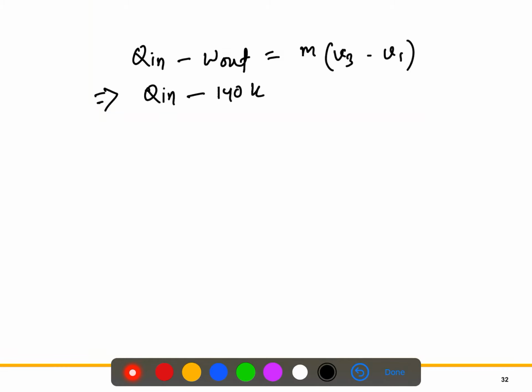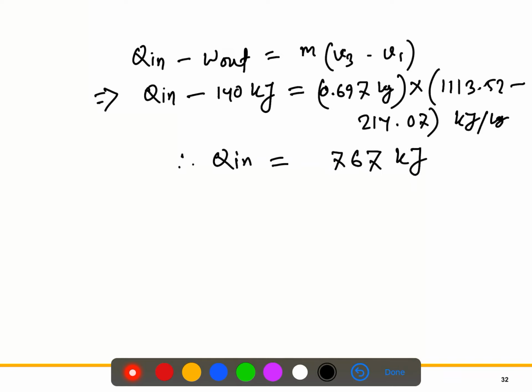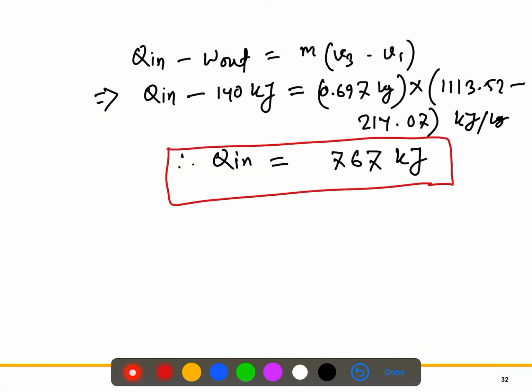Work output is 140 kilojoule, mass 0.697 kg, and U3 is 1113.52 minus 214.07, in kilojoule per kg. So if we simplify this, the Q in will be 767 kilojoule. So this is actually the Q in we got. And it is also positive, isn't it?